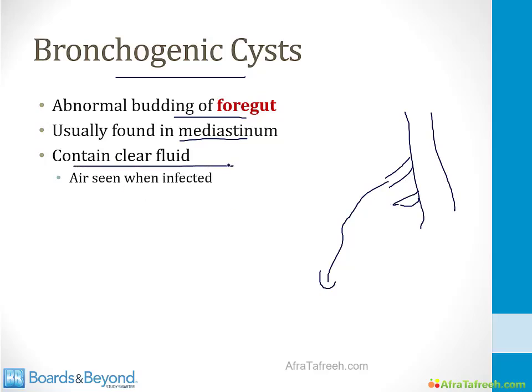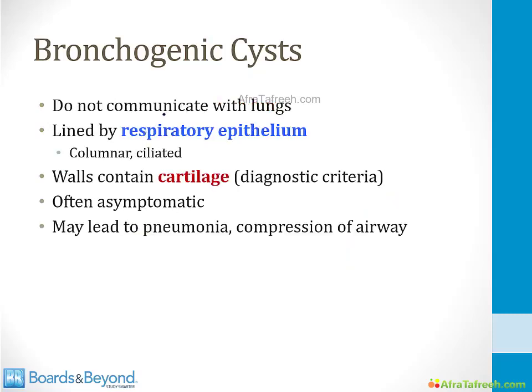They contain clear fluid in most cases, but if they develop infection, which can sometimes happen, you can sometimes see an air fluid level inside of the cyst. Some other details of bronchogenic cysts are shown on this slide. They do not communicate with lungs. As I just showed you, they bud off of the foregut and don't grow any further, so they will never have a connection to the future lungs that develop. They are lined by respiratory epithelium, which is columnar ciliated epithelium. Basically, they think they want to become the trachea and part of the respiratory tree, but that never happens.